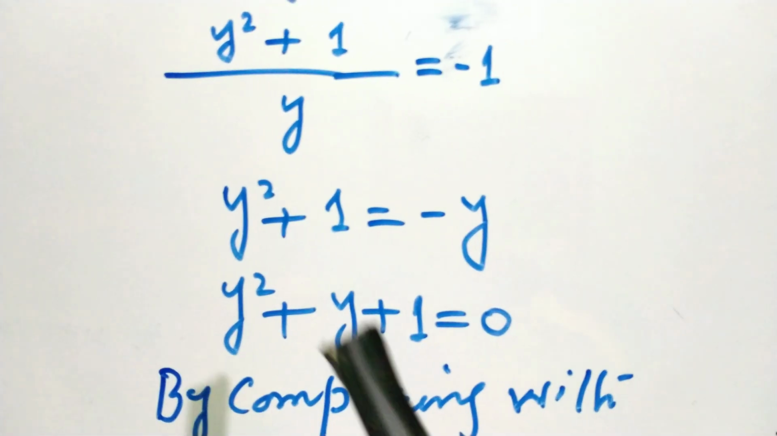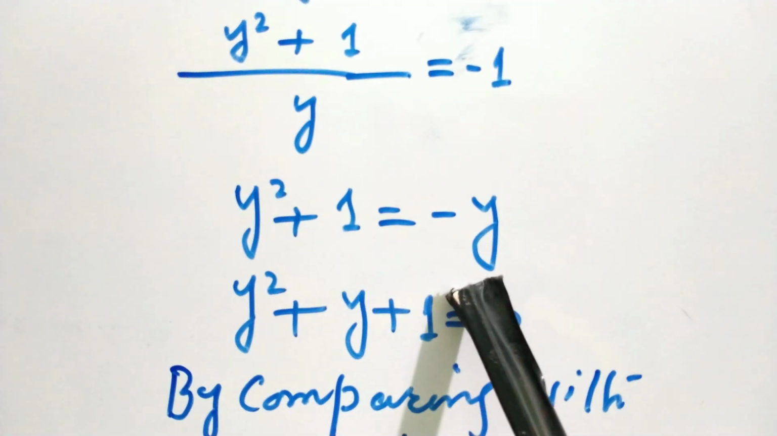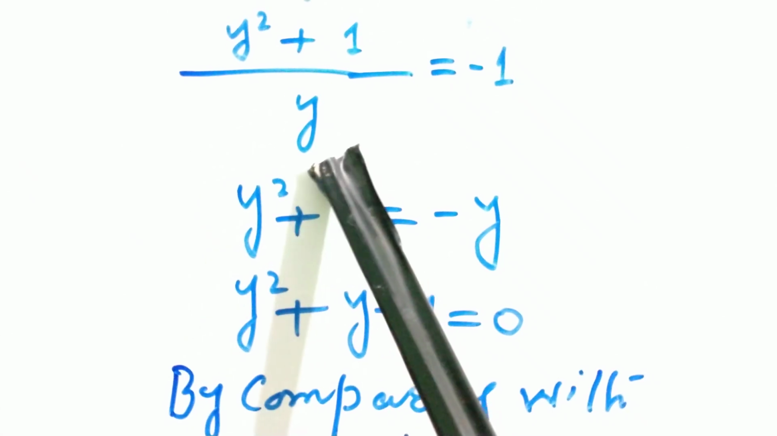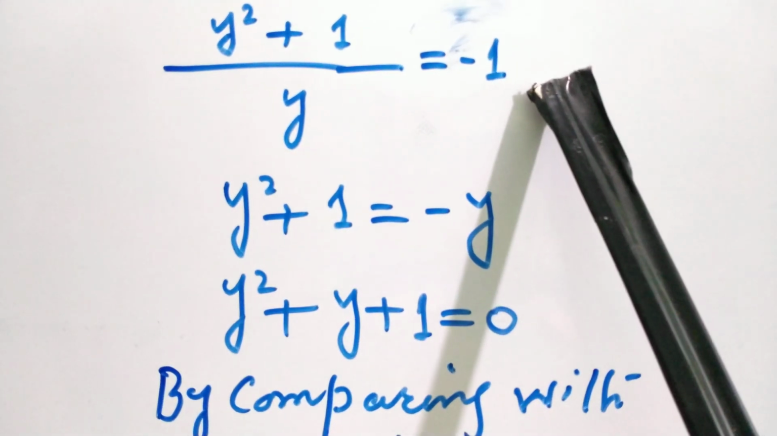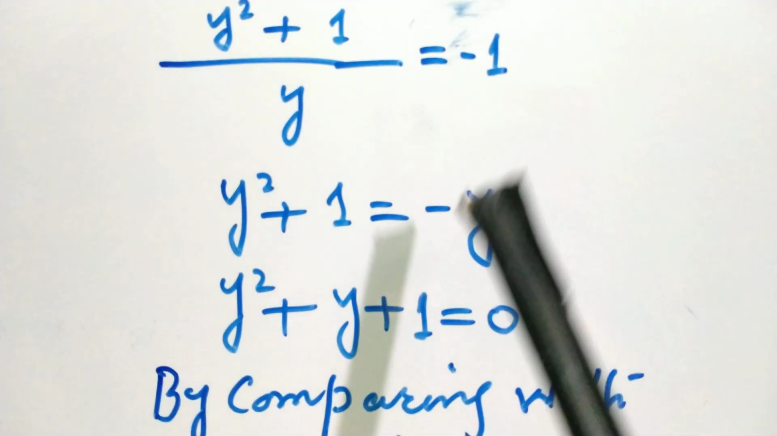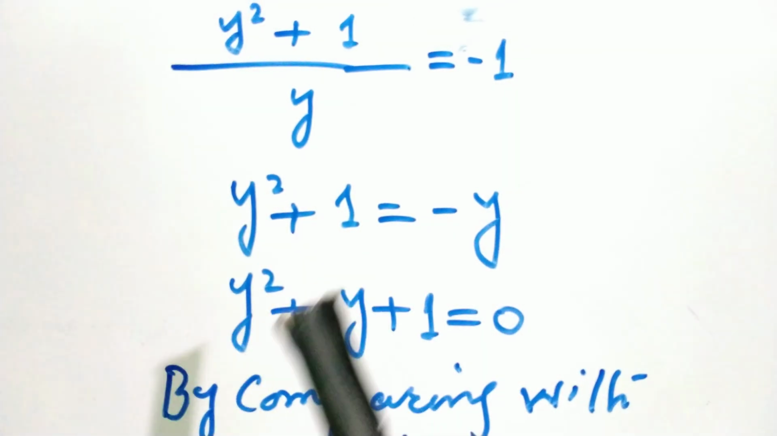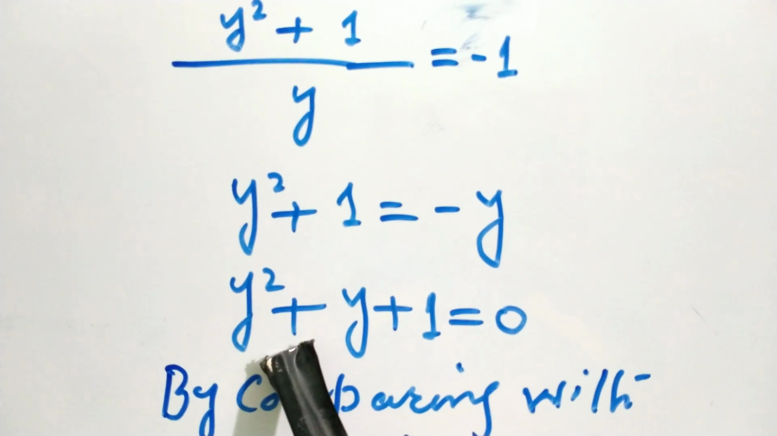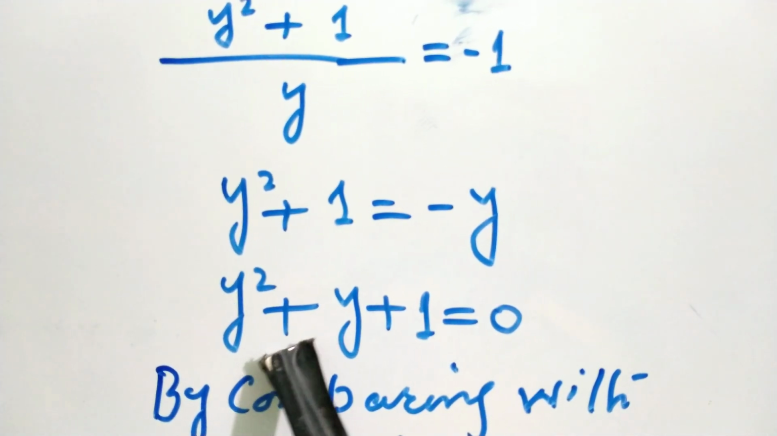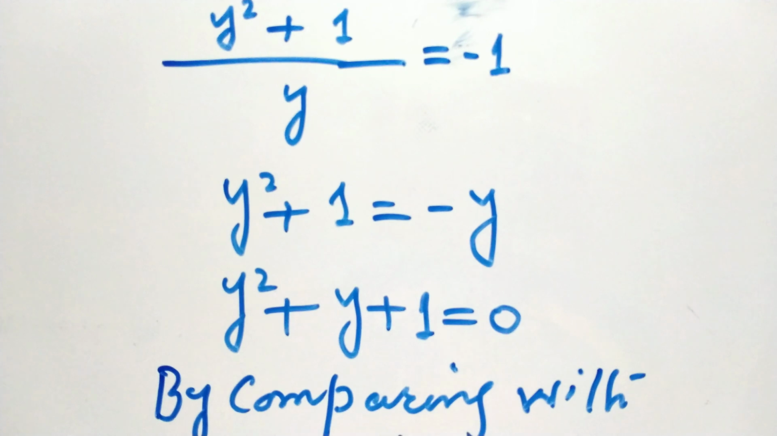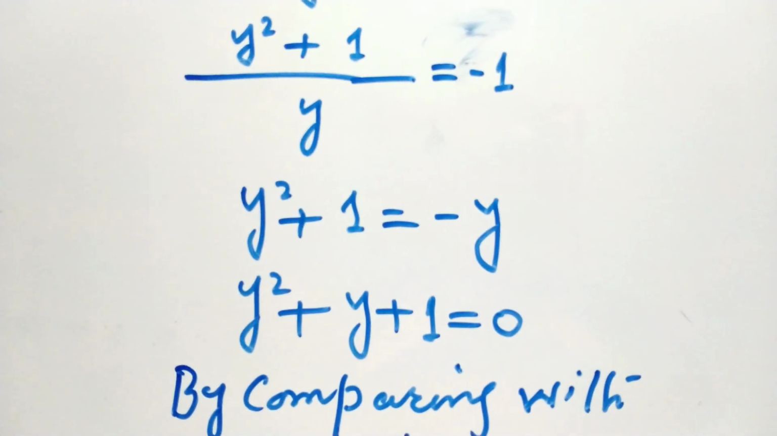So what will happen? y square plus 1 is equal to minus y. This y is dividing over here, it will be multiplied over there with minus 1. So y will be shifted over there. It is negative over here, it will be positive over there. So we have a quadratic equation y square plus y plus 1 equal to 0. And we can see that it will not be factorized.